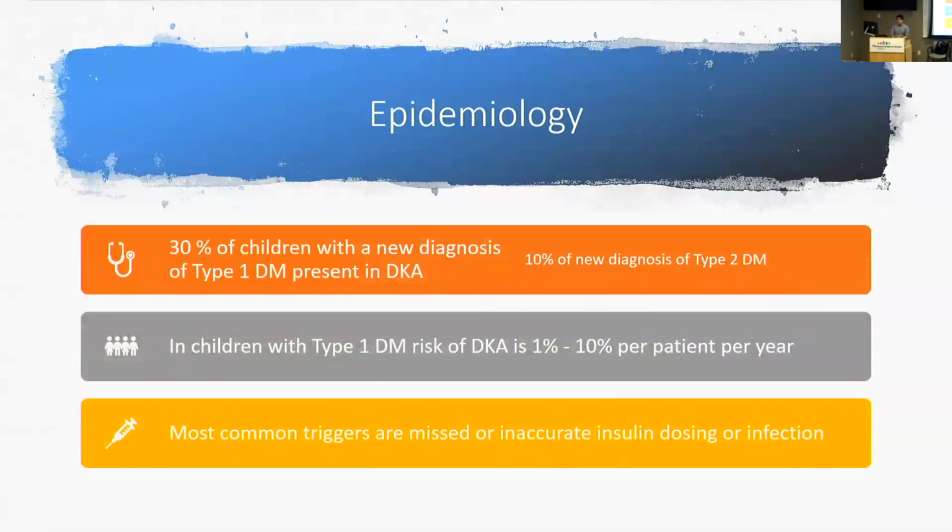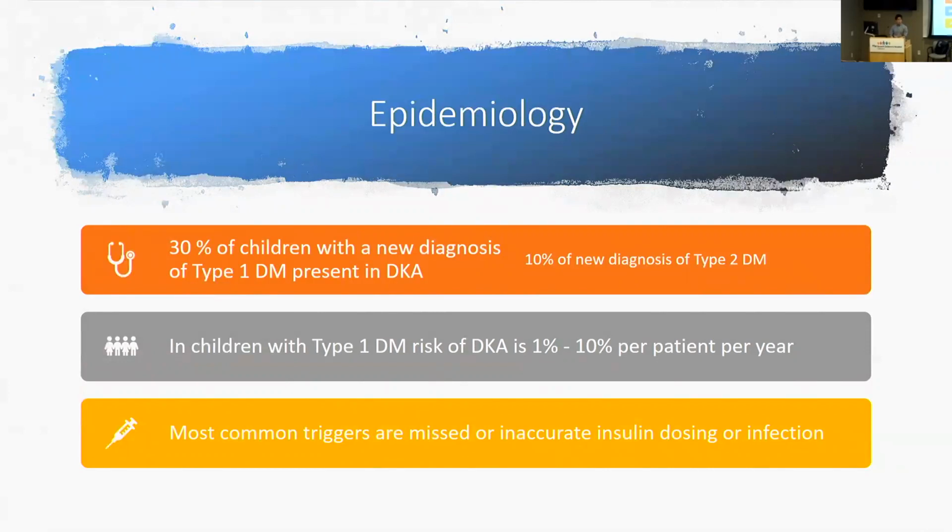Just a little bit about the epidemiology of it. About 30% of children who are coming in with a new diagnosis of type 1 diabetes will have their initial presentation for that diagnosis be DKA, and about 10% of children who are presenting with a new diagnosis of type 2 will end up presenting in DKA. We commonly think about DKA in the setting of type 1, but it definitely can still happen in type 2 diabetics. And as we're starting to see more type 2 diabetes in children and seeing type 2 diabetes at a younger age, we've been seeing more DKA in type 2 diabetics.